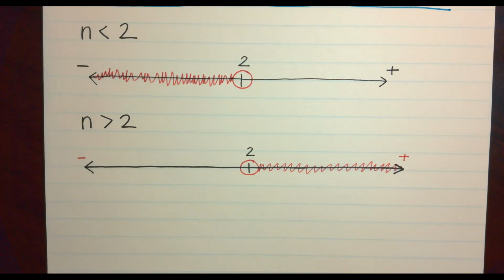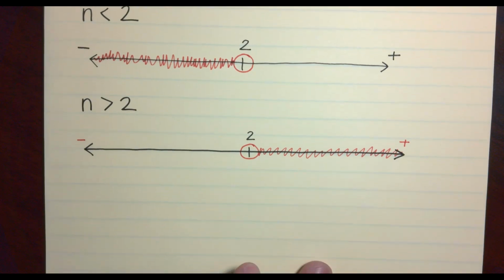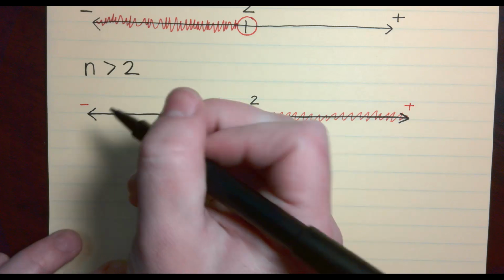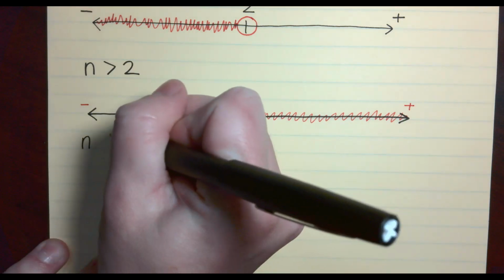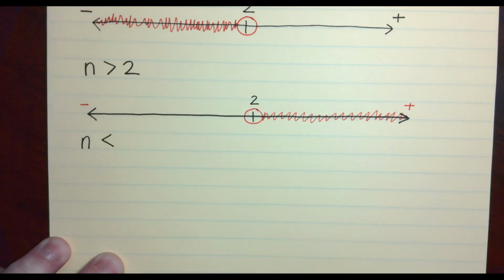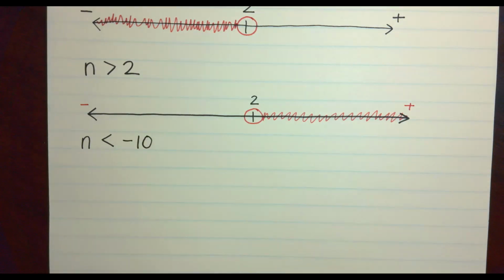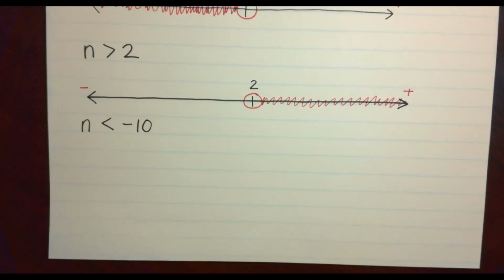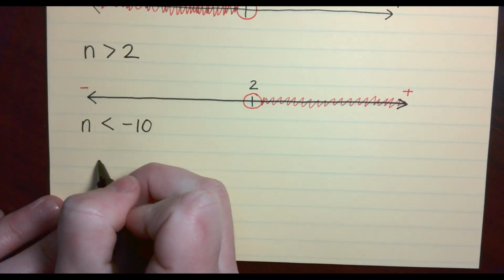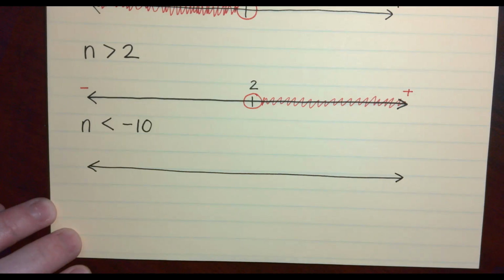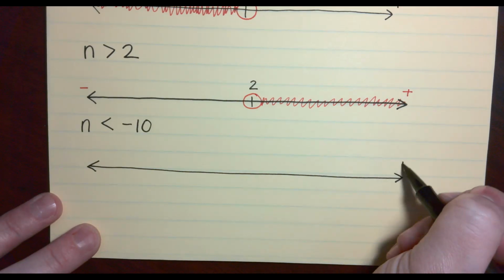Okay, let's run through another example. How about, let's do n is less than -10. What should I do first? Yeah, let's draw the line first. All right. Then I'm going to label my plus and minus.